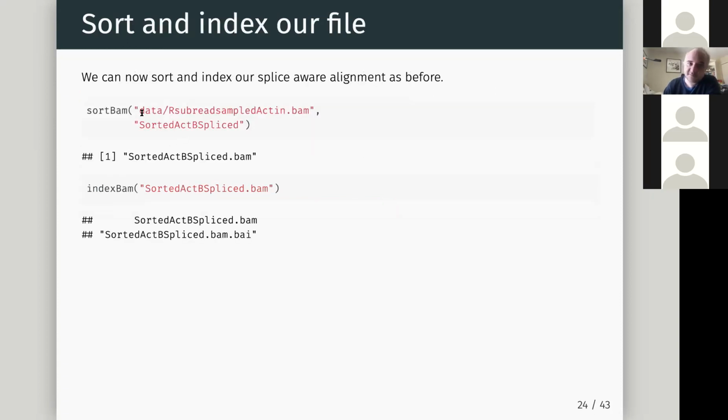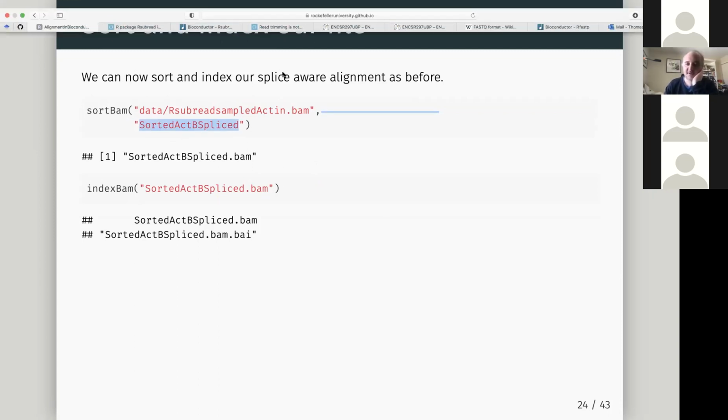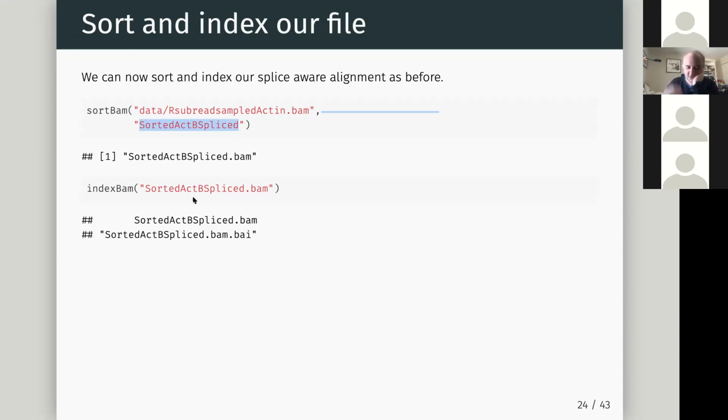We have to do the same as before. Now we can do data R subread sampled actin.bam. We're going to get sortedactinBspliced, no .bam extension because it's going to add it for us. And then as soon as I have that, I can index this again. Now I have my BAI file I can open up in IGV.